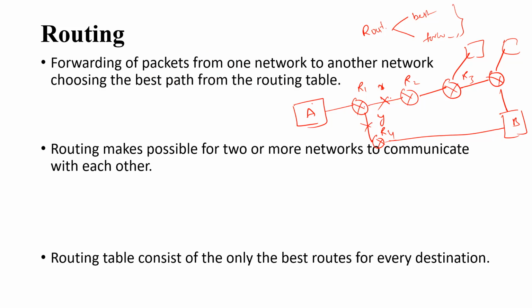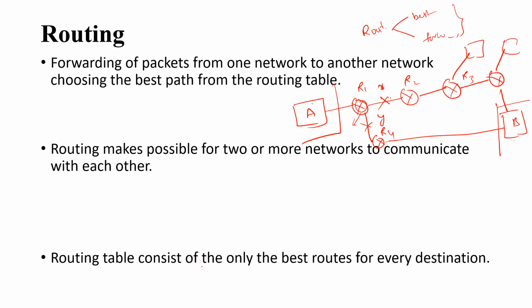Forwarding the packets from one network, this is one network and this is another network, to another network on the best path from the routing table is called routing. We'll discuss what a routing table is later. But forwarding the traffic on the best path by using the routing table is called routing. Is it clear? Routing makes it possible for two or more networks to communicate with each other. By using this routing table information only, communication from one network to another is possible.